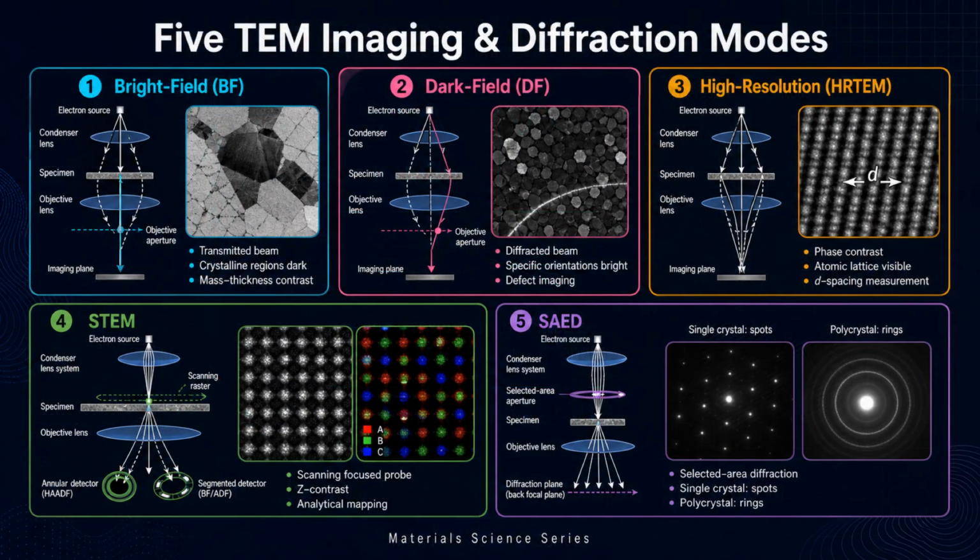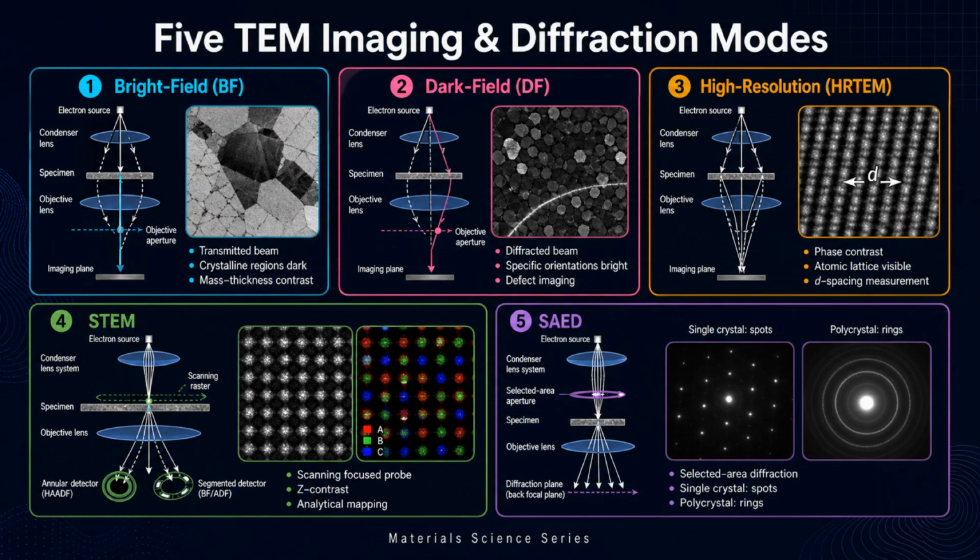TEM has multiple operating modes for different information. Bright field imaging uses the transmitted beam, with crystalline regions appearing dark due to diffraction. This is the most common mode for morphology and size measurement. Dark field imaging uses a diffracted beam, making specific crystallographic orientations bright against a dark background. It's useful for defect analysis and identifying specific phases.